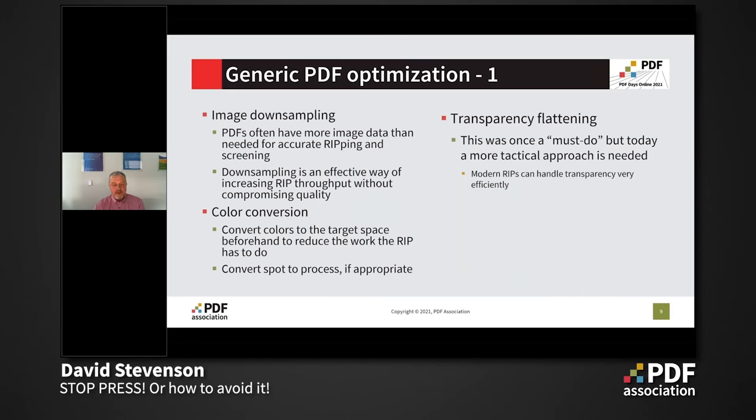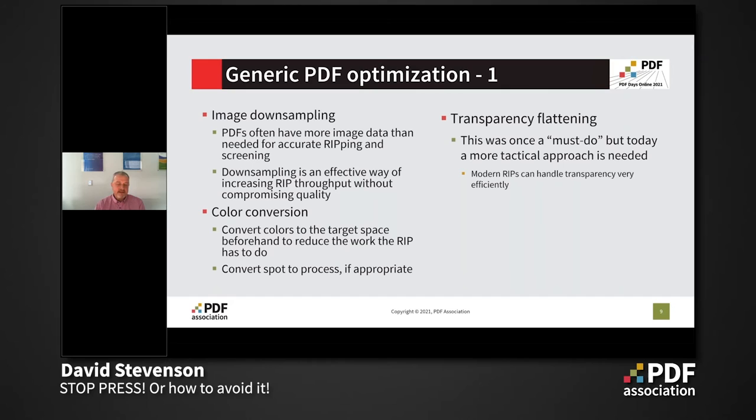So it's about knowing the purpose of the job, how it's actually going to be produced ultimately, and then downsampling that image data within the PDF, processing that PDF, doing the downsampling so that when the job actually goes to the rip, it will rip more quickly. The other thing that you can do as well is convert colors. So if you're using a target color space, converting the colors, this could be images, vector art, whatever, in the PDF beforehand. That reduces the work the ripper has to do.